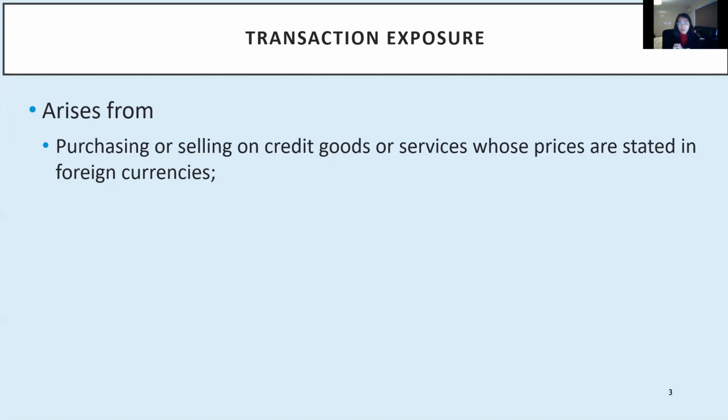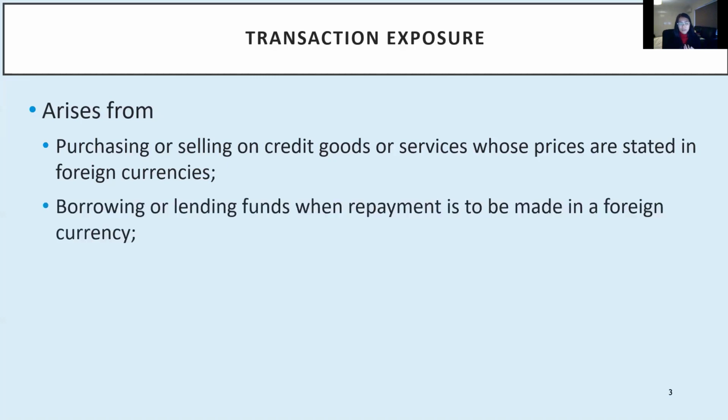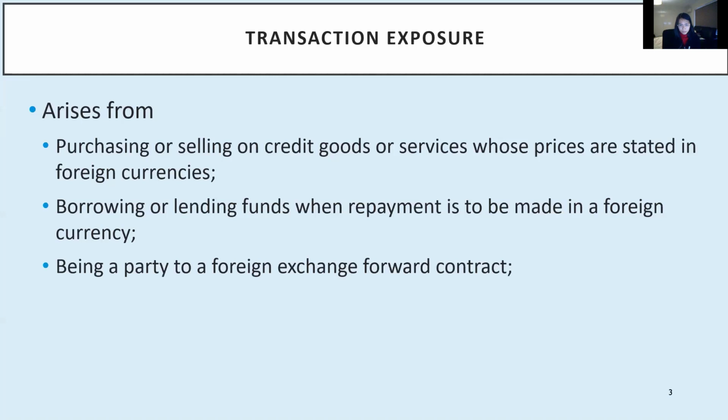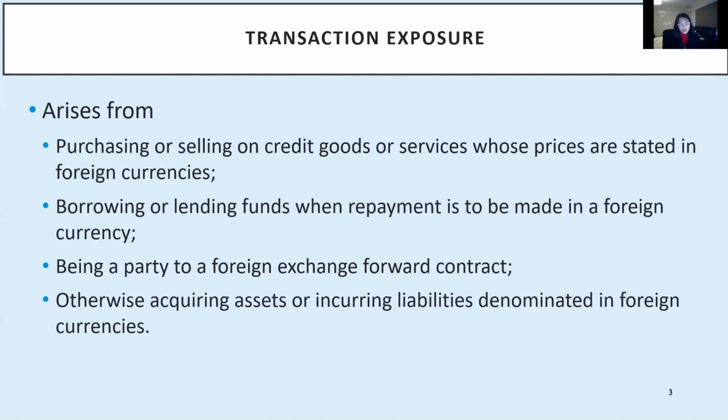So transaction exposure arises from purchasing or selling goods and services overseas. So your bill is invoiced in the foreign currency, or your receipt is invoiced in the foreign currency, okay? At the same time, it could also arise from borrowing or lending in the foreign currency. Or you could be a part of a foreign exchange forward contract, and so on, right? So this transaction exposure arises when you deal with foreign trade partners. And here we are focusing on just one particular transaction, okay?